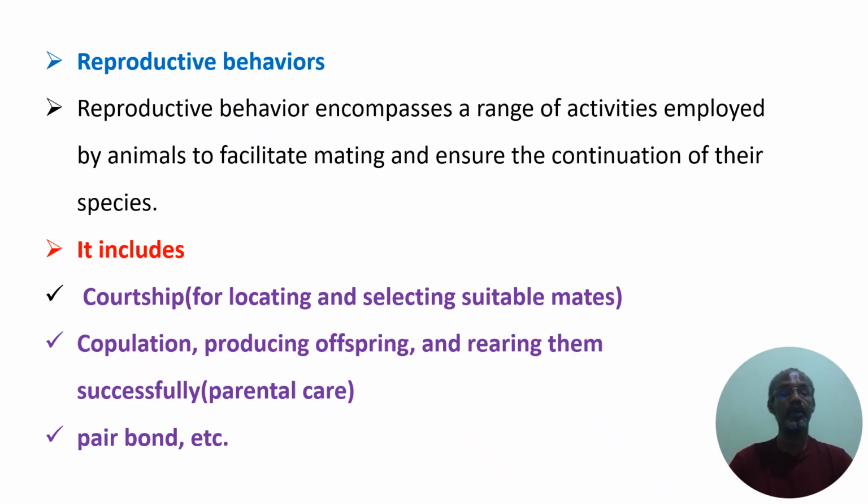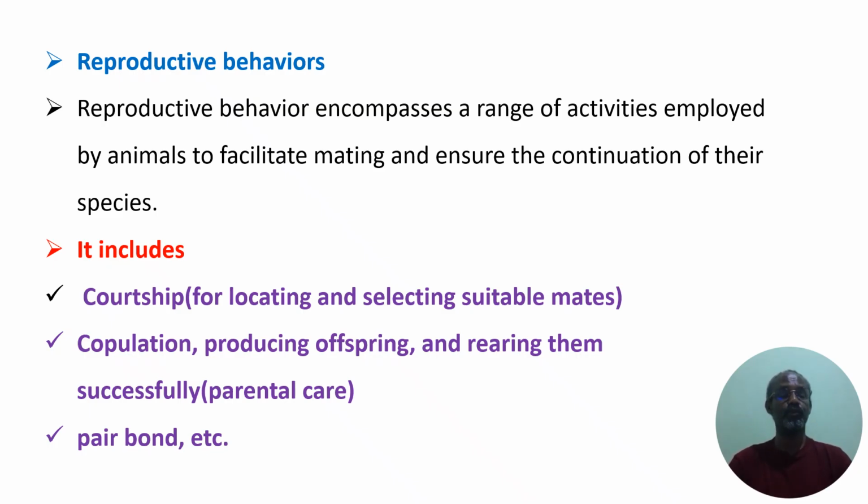After copulation, producing offspring, then after producing offspring, the parental care follows. Parental care, they care for the offspring until the offspring fends for itself. You see, sometimes both the mother and the father cooperate together to care for the young.